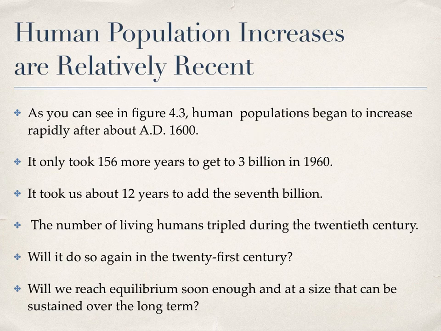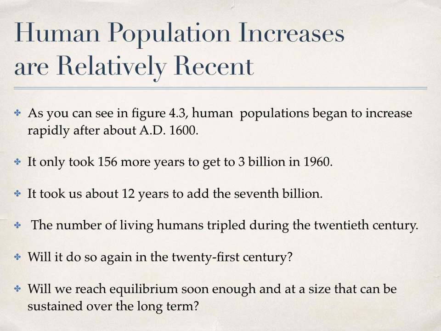As you can see in the next slide, human populations began to increase rapidly after about 1600 AD. Many factors contributed to this rapid growth. Increased sailing and navigating skills stimulated commerce and communication among nations. Agricultural developments, better sources of power, and improved healthcare and hygiene also played a role.